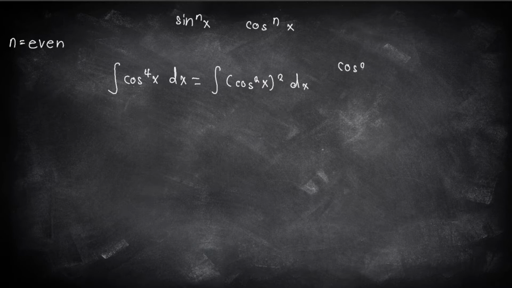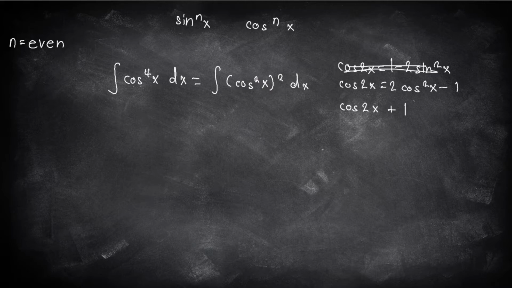And we're either going to use cosine of 2x is equal to 1 minus 2 sine squared of x, or cosine of 2x is equal to 2 cosine squared x minus 1, depending on which one you have. If we're working with the sine, then we're using this one. Since we're using cosine, we're using this one. So rewriting this equation, we have cosine of 2x plus 1, and then we divide by 2, equals cosine squared of x.